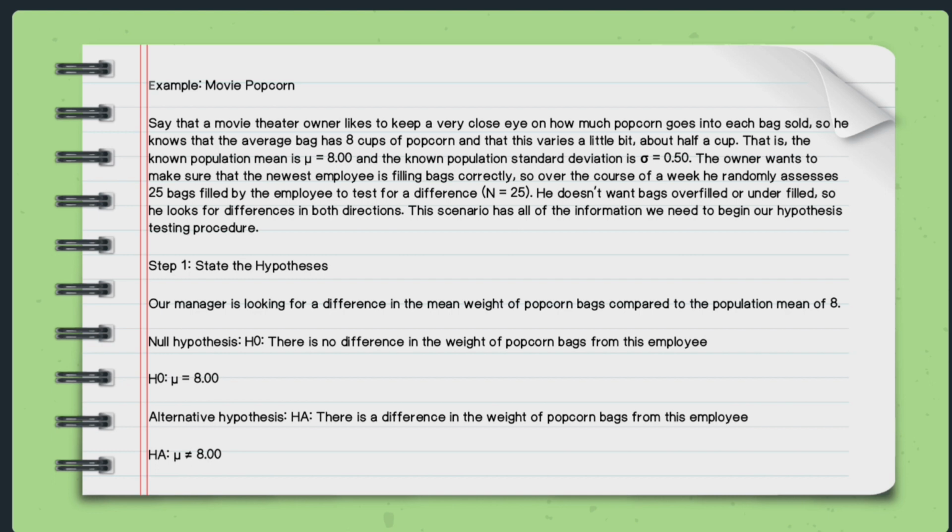Mathematically, it is written as H sub 0: the population mean equals 8.00. The alternative hypothesis is there is a difference in the weight of popcorn bags from this employee. Mathematically, H sub A: the population mean is not equal to 8.00.